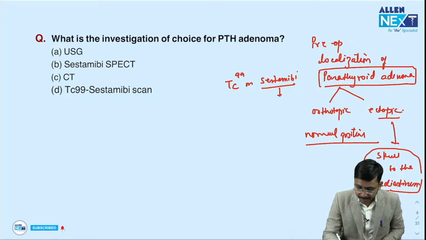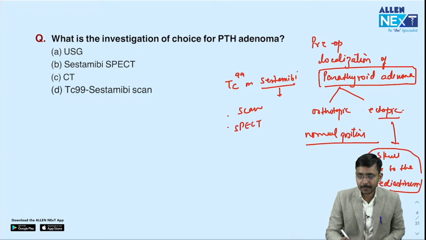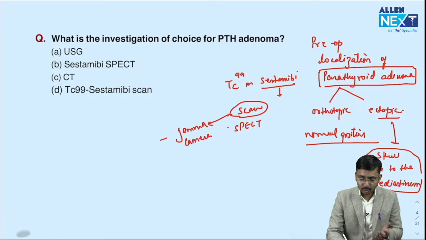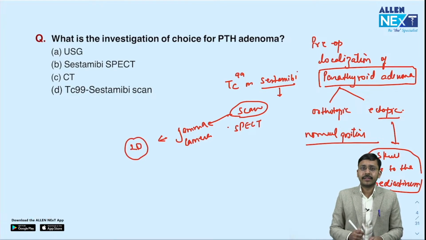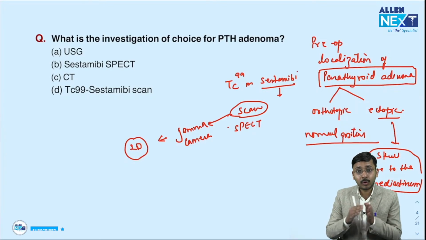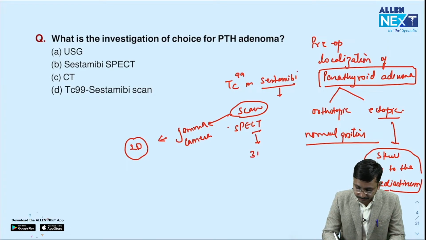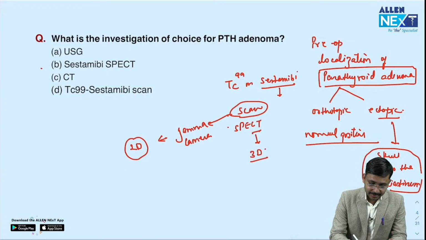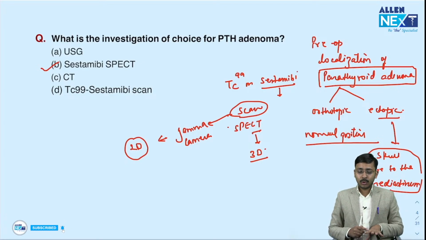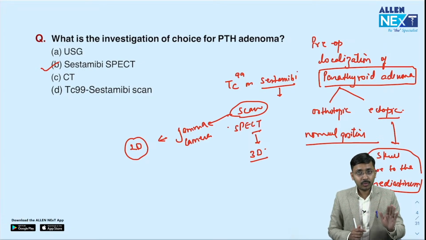Now, what to do? Should we do a scan or should we do a SPECT? Scan is nothing but a gamma camera, that is, it is a 2D image. Whereas SPECT is single photon emission computed tomography. So, it is 3D. So, the answer here will be sestamibi SPECT. We always want to do a 3D investigation to localize a parathyroid adenoma and never a 2D investigation.